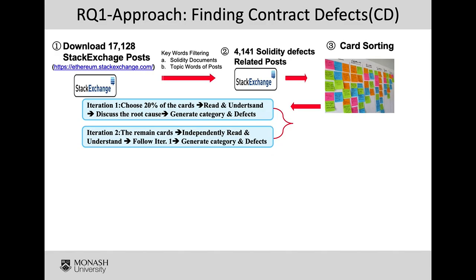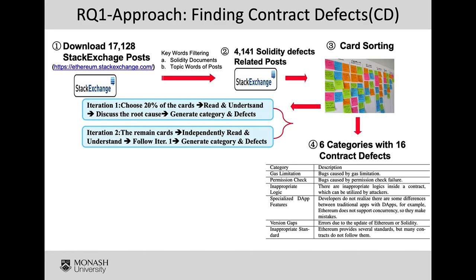After that, we discuss the root cause of the defects. If the root cause of the card were unclear, we omitted it from our card sort. All of the themes and the contract defects are generated during the sorting. After this iteration, the first 5 categories shown in the table are found.